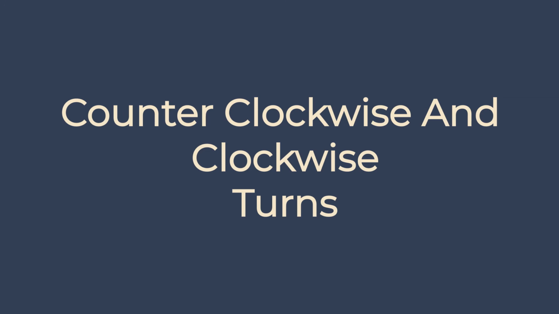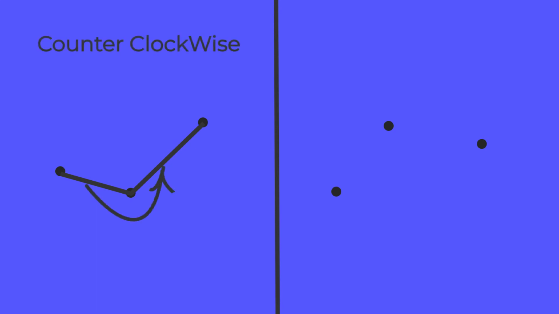Before I go for step 3, I want to explain the concept of counterclockwise and clockwise turns. So let's say we have these 3 points and we join them using these 2 lines, then these lines create a counterclockwise turn. But in this case, these lines create a clockwise turn. This was a very basic concept, but it needed to be explained for step 3.